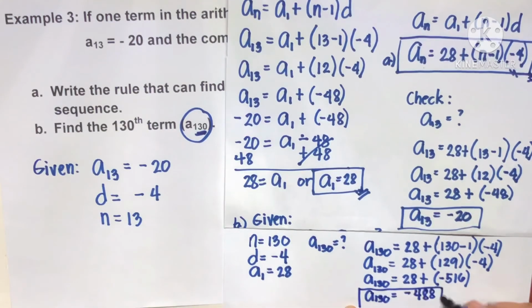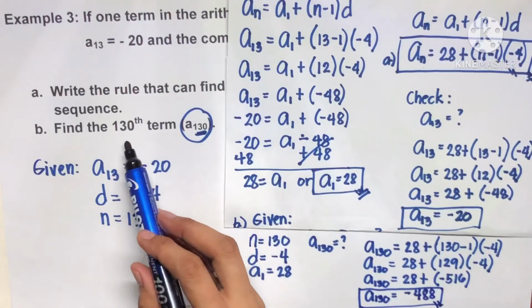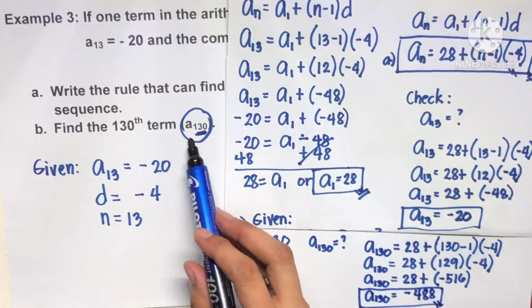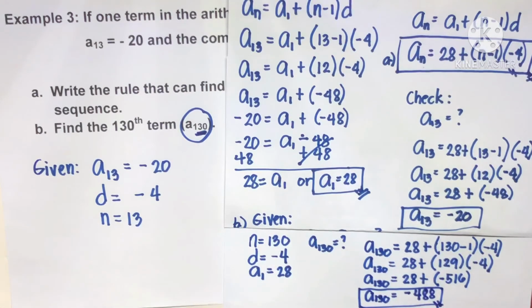So therefore the 130th term, or a sub 130, of this sequence is equal to negative 488.